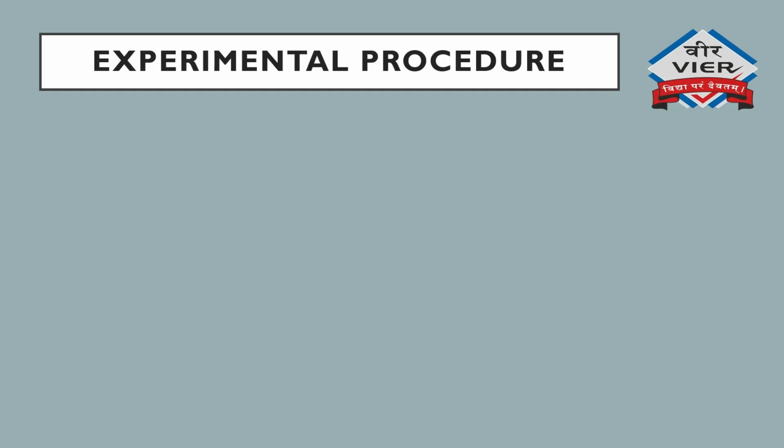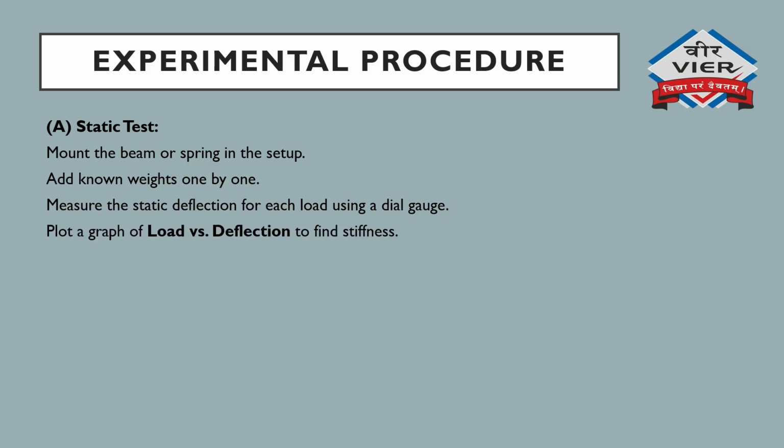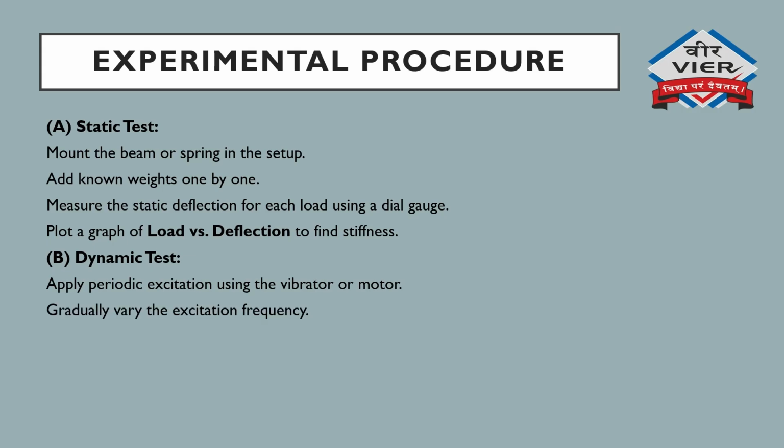The experimental procedure for the static state is: mount the beam or spring in the setup, add known weights one by one, measure the static deflection for each load using a dial gauge, and plot a graph of load versus deflection to find stiffness. And for dynamic testing, apply periodic excitation using the vibrator or motor.